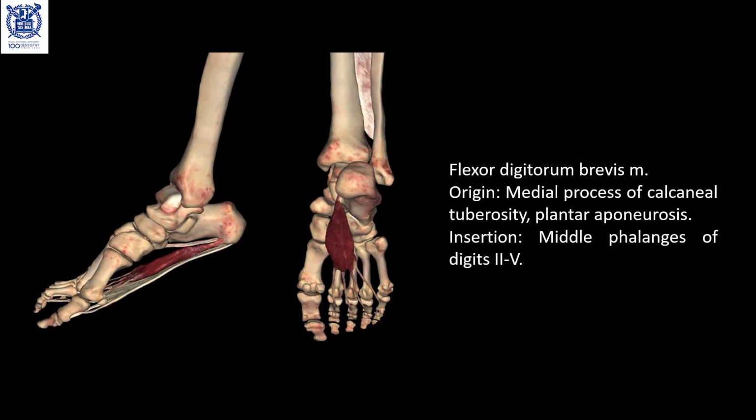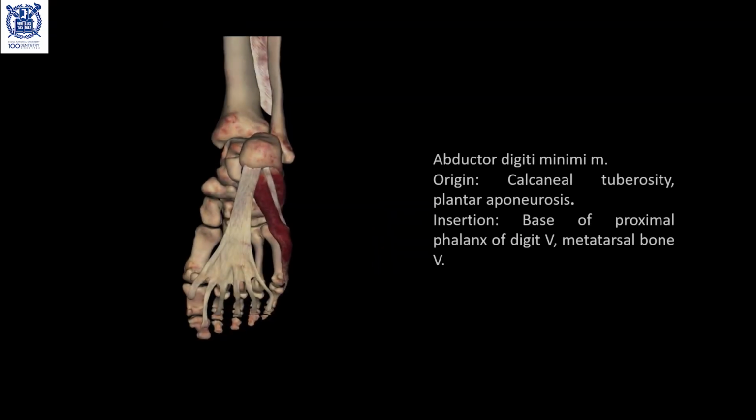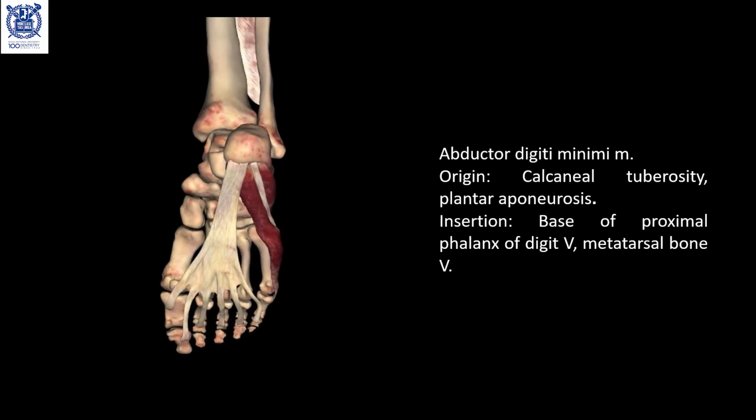Flexor digitorum brevis muscle. Origin: medial process of calcaneal tuberosity and plantar aponeurosis. Insertion: middle phalanges of 2nd to 5th digits. Abductor digiti minimi muscle. Origin: calcaneal tuberosity and plantar aponeurosis. Insertion: base of proximal phalanx of the 5th digit and 5th metatarsal bone.